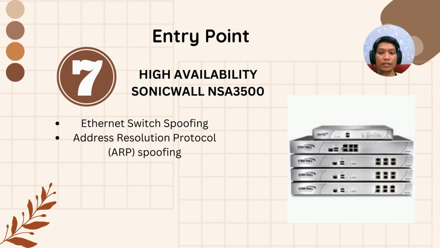And the second one is Address Resolution Protocol, known as ARP spoofing. This vulnerability is a type of network attack where an attacker sends fake ARP messages on a local area network. The function is to associate their own MAC address with the IP address of another network device. This allows the attacker to intercept and manipulate network traffic, potentially leading to unauthorized access, data interception, or denial of service.